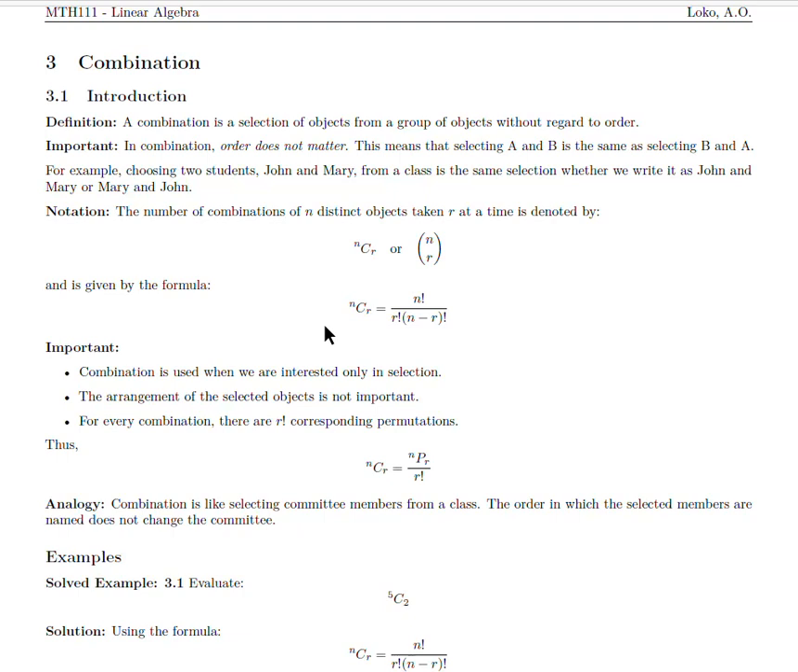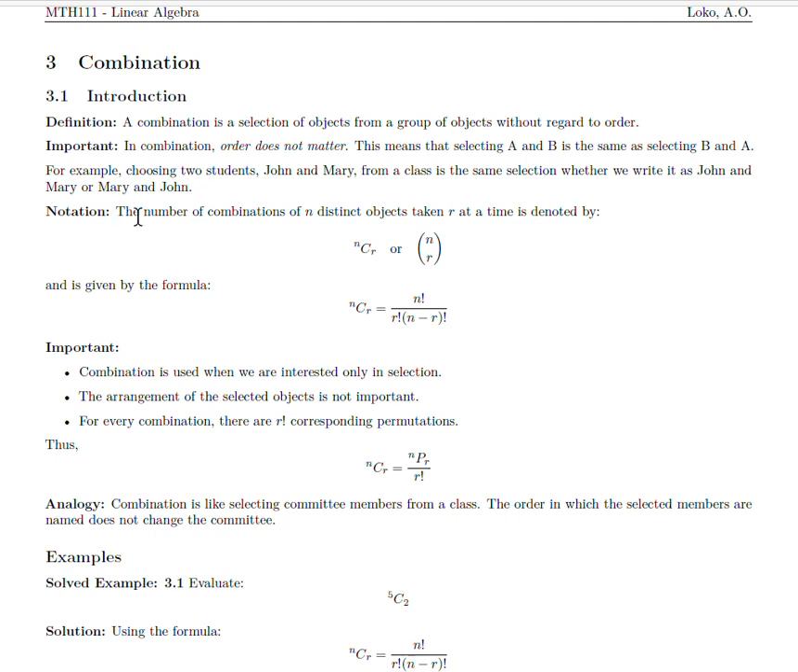A combination is a selection of objects from a group of objects without regard to order. In combination, order does not matter. This means that selecting A and B is the same as selecting B and A. For example, choosing two students, John and Mary, from a class is the same selection whether we write it as John and Mary or Mary and John.